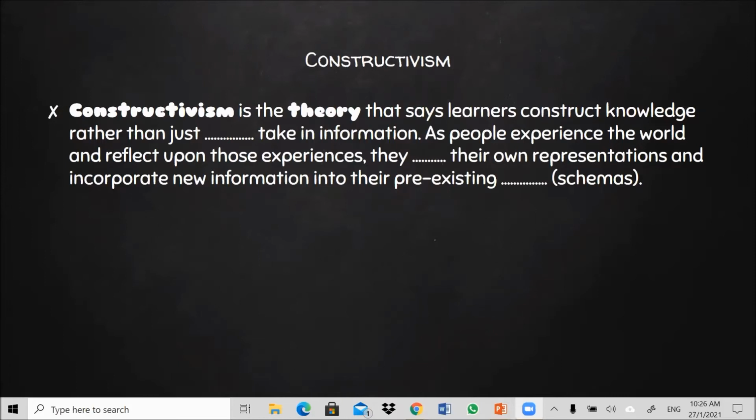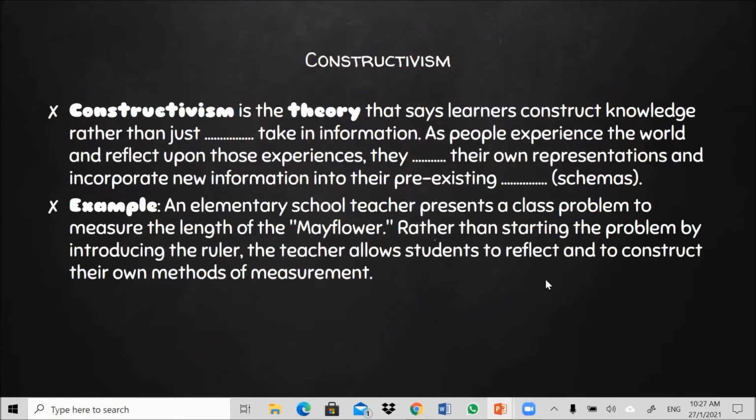So, to say that in a simple way, rather than us telling students information, we give them information and get them to absorb it, to understand it, and to construct it in their own way. Maybe there is an example actually, I hope. So an example, an elementary school teacher presents a class problem to measure the length of the Mayflower, which is a ship. Rather than starting the problem by introducing the ruler, the teacher allows students to reflect and to construct their own methods of measurement.